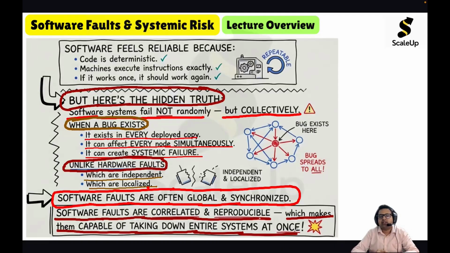And that is what we will discuss in this lecture. This lecture is all about software faults and systemic risk. You now have a good idea of what software faults are and how dangerous they can be. They can very easily migrate, they are global and synchronized, and they can easily lead to systemic failure. We will discuss that in detail in this lecture.